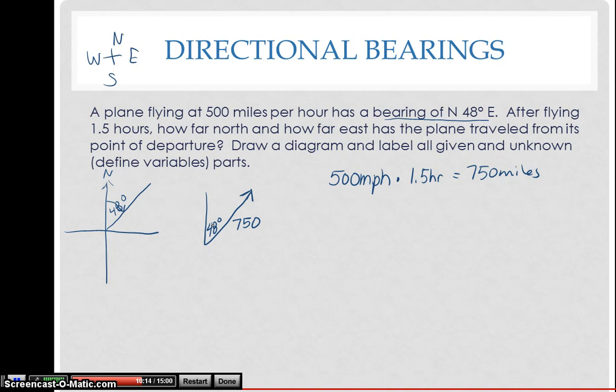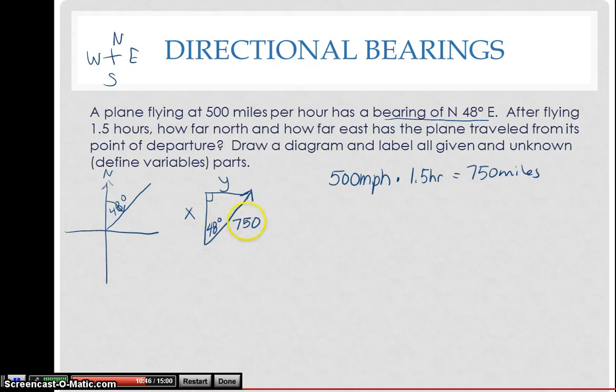Okay. And the question asks how far north. So what we want to do is find this right here, and how far east this right here, the plane has traveled from its point of departure. Okay, so we know that this makes a right triangle. So we want to relate x and y to our 750. Our triangle is kind of flipped, so the 750 is our hypotenuse. Okay, so let's go ahead and look at x and y.